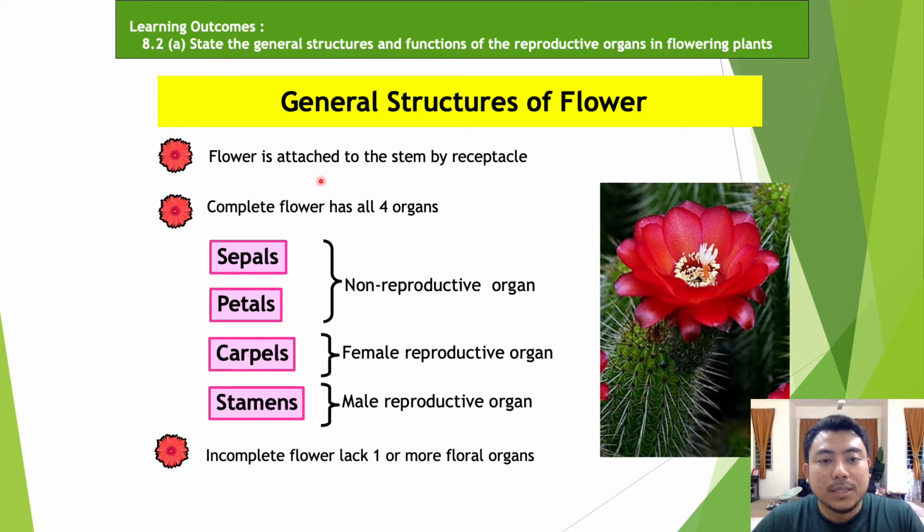So the flower is attached to the stem by the receptacle. Receptacle tu yang warna hijau tapuk dia tu. A complete flower has all four organs: sepals, petals, stamens, and carpels. Sepals and petals are non-reproductive organs because sepals and petals ni dia punya kelopak-kelopak tu sahajalah. The carpel is the female reproductive organ, and the stamen is the male reproductive organ. An incomplete flower lacks one or more floral organs.